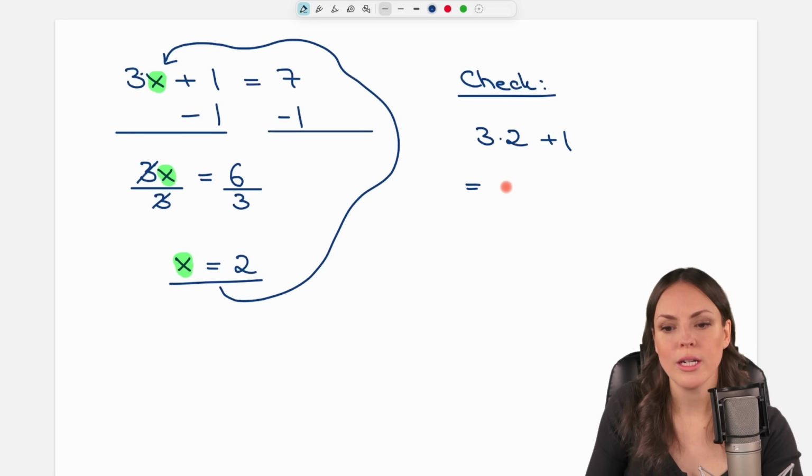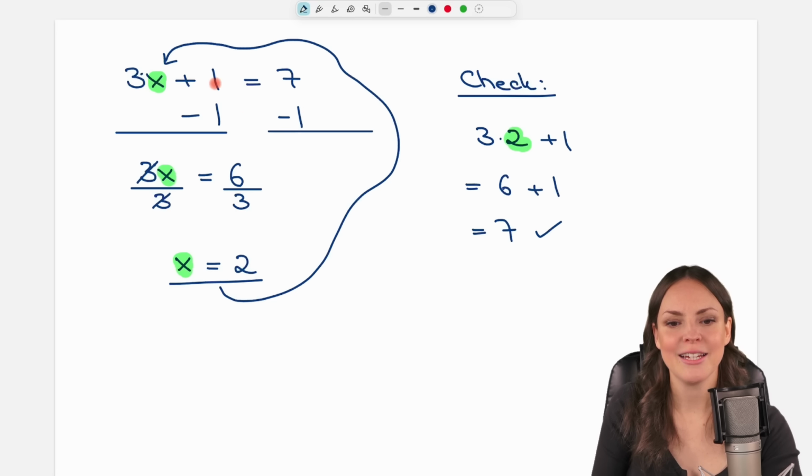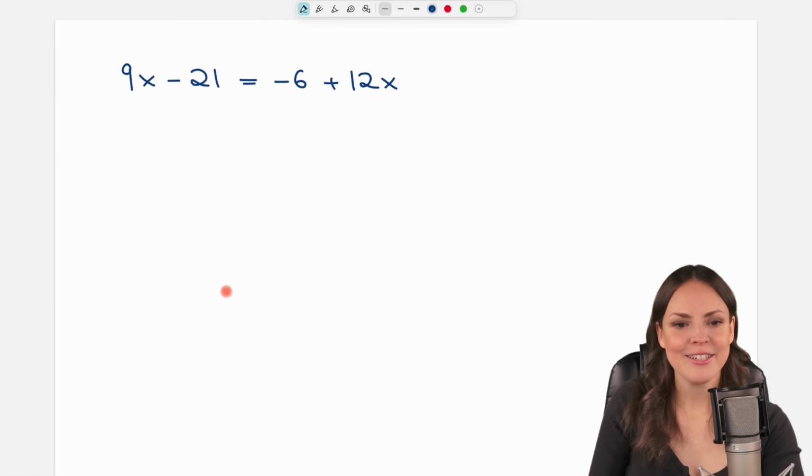So 3 times 2 equals 6, plus 1 equals 7, and this is what we have on the right side. So yes, this solution here is correct, and we solved our first linear equation. Let's take a look at our second example here.